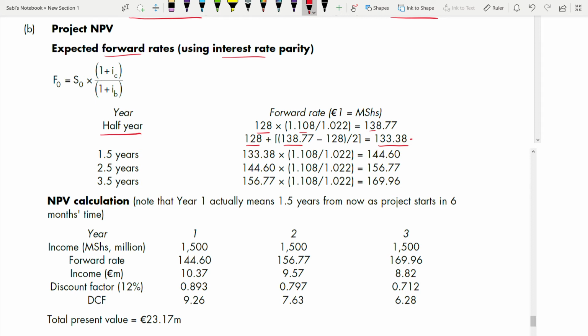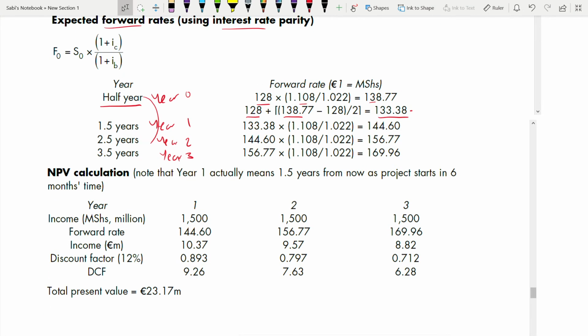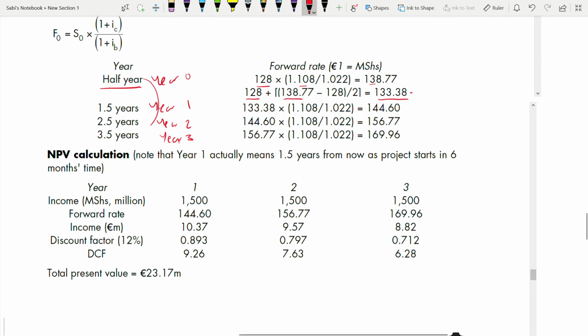3.5 year means actually from here to here it is for 3 years only, right? Because this is basically your year 0, then this is your year 1, then this is your year 2, because you're starting from 6 months, not from year 0. This is your year 3. Now net present valuation. Note that year 1 actually means 1.5. As the project starts in 6 months time, it didn't start from year 0.